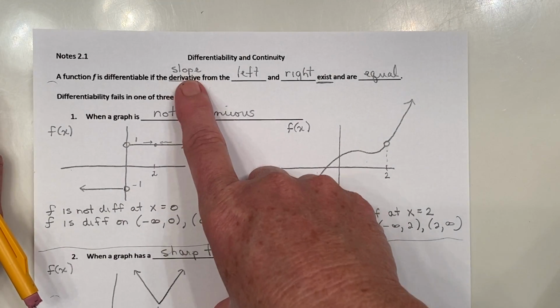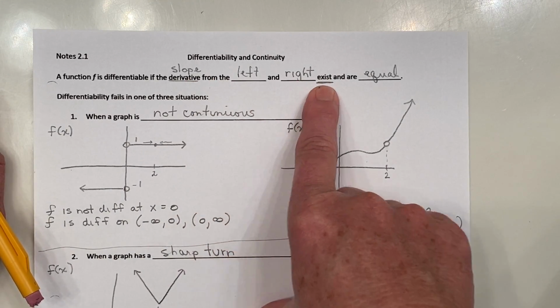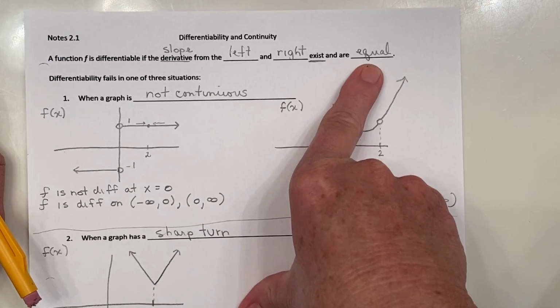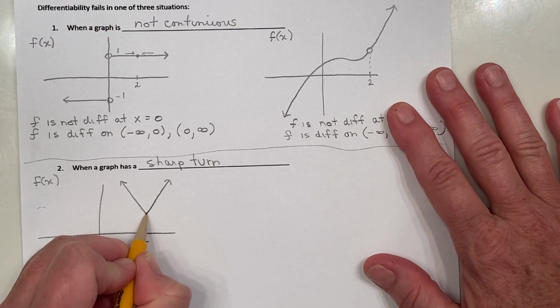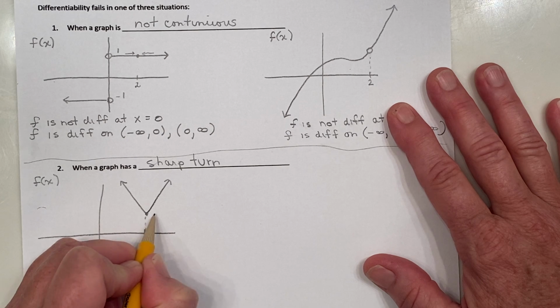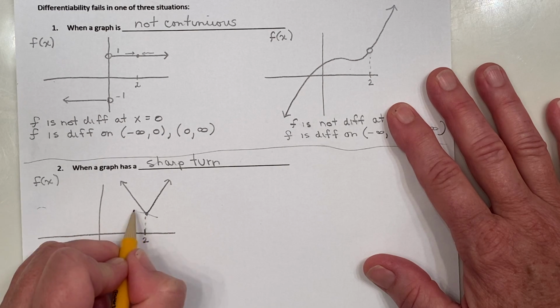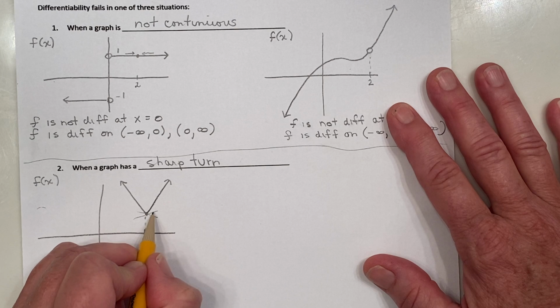Why? Because the slope from the left and the right, although they exist, they are not equal. And what we mean by that is this. Think about at x equals 2 trying to put a tangent line here. I mean, the tangent line can be all over the place.